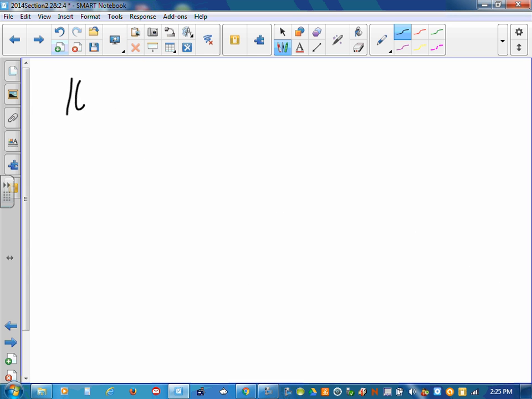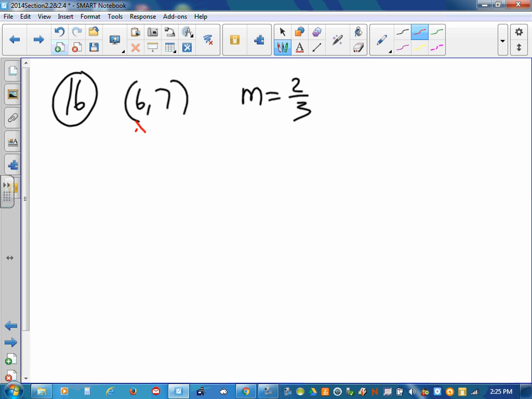And 16. 16, we have 6 comma 7. That is an x and a y, and we have a slope of 2/3. So here's my x and my y and my m. So I have y equals mx plus b. Y is equal to 7, as you can see. M is equal to 2/3, as you can see. And x is equal to 6.